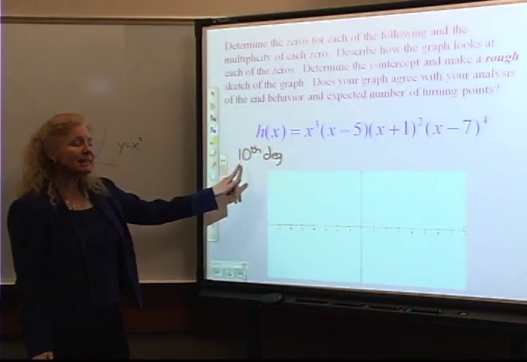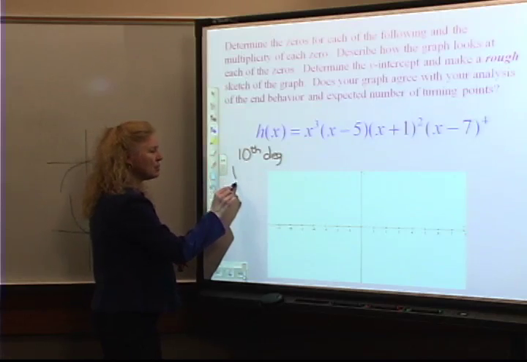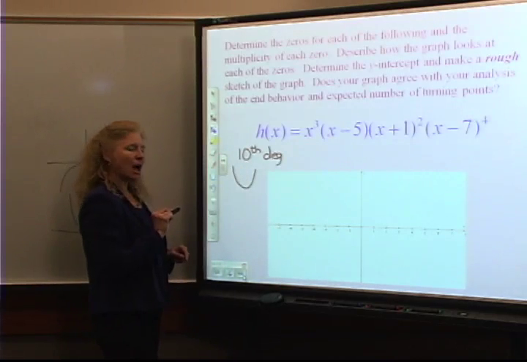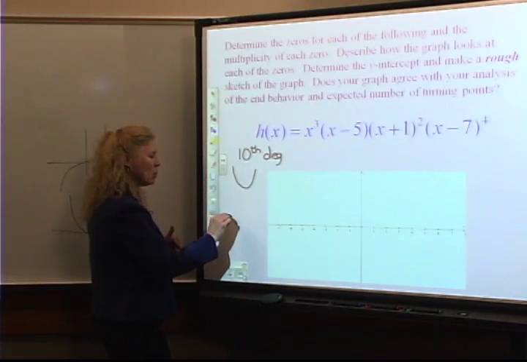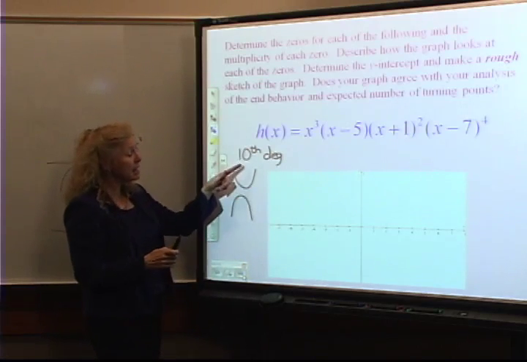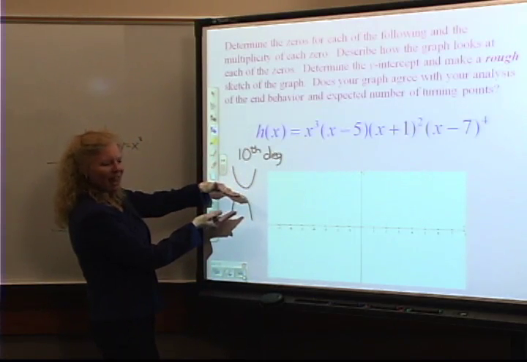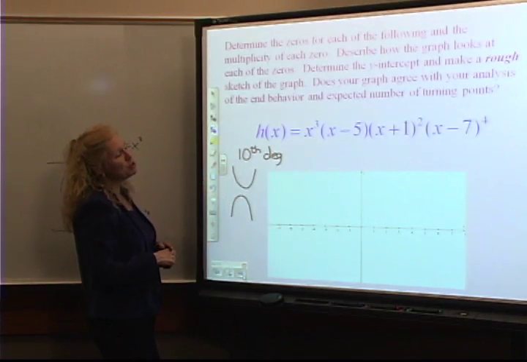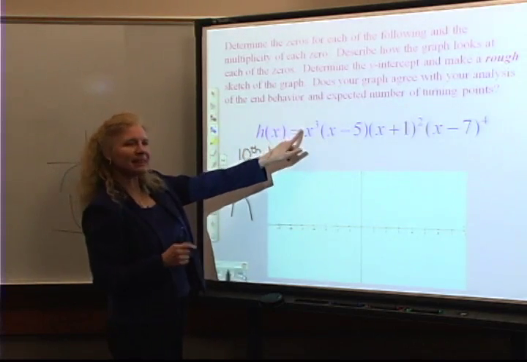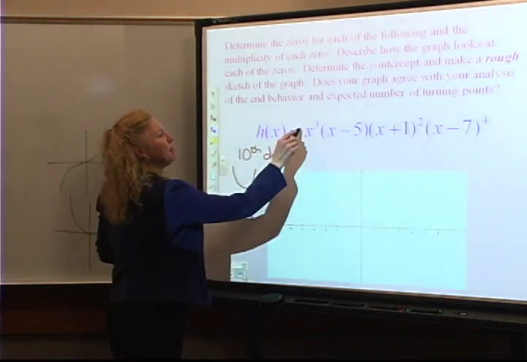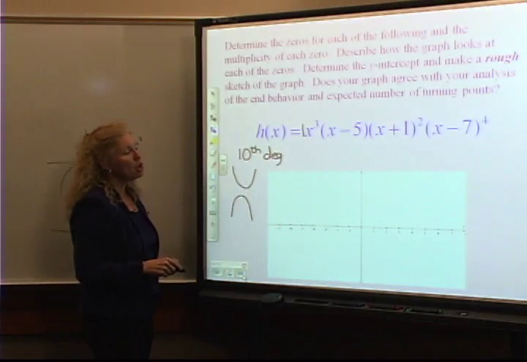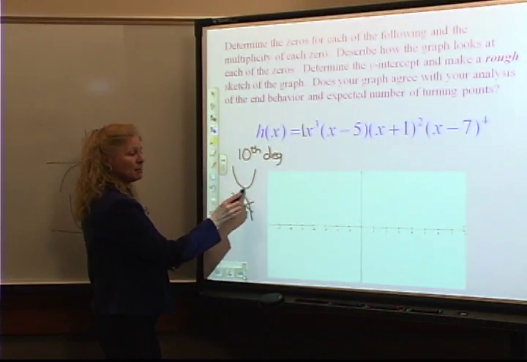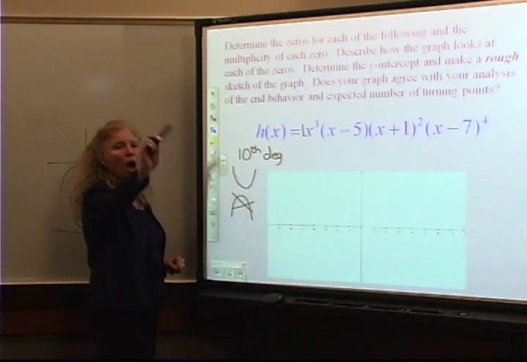Now since that's even, it means that it's either a U-shape up or a U-shape down. Now with a 10th degree, it's really going to be somewhat flattened out. They're never completely flattened out, but you know, somewhat scrunched there. I look then at the A value and I see that it's a +1. So that means that it's going to be this one. It's going to be opening upward.